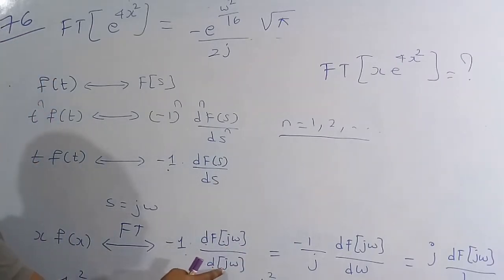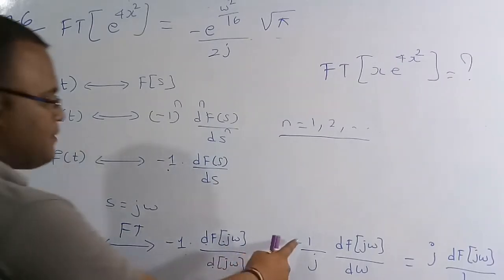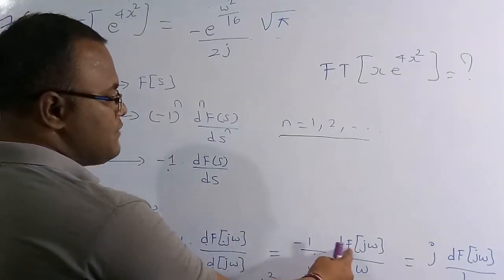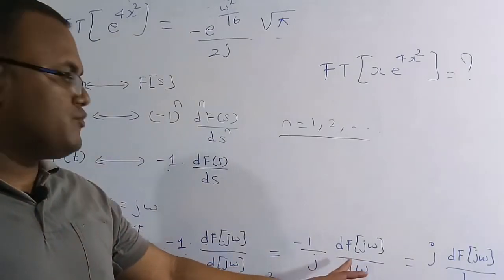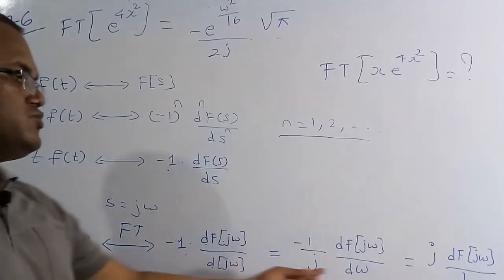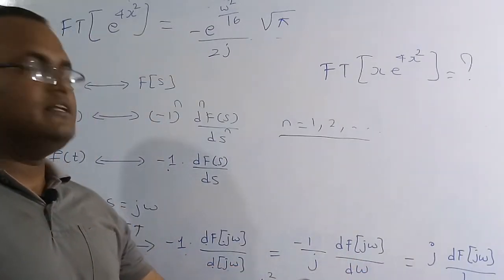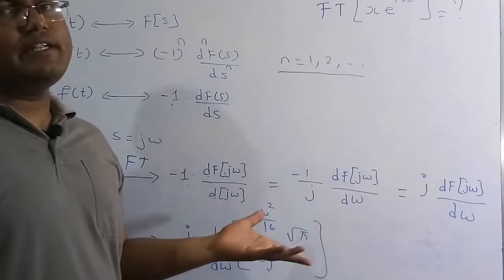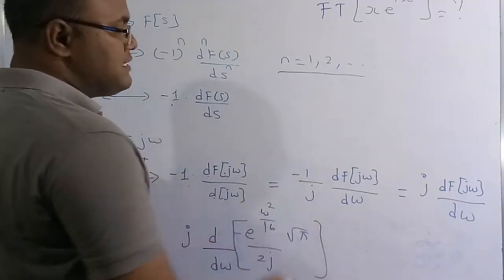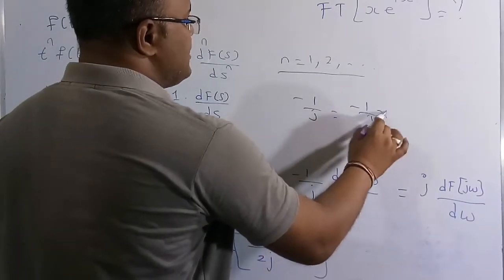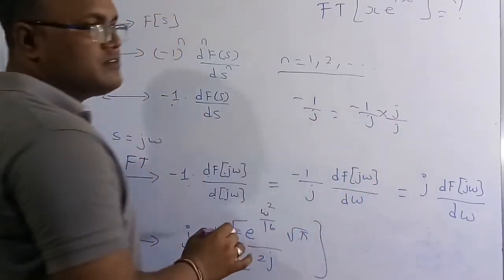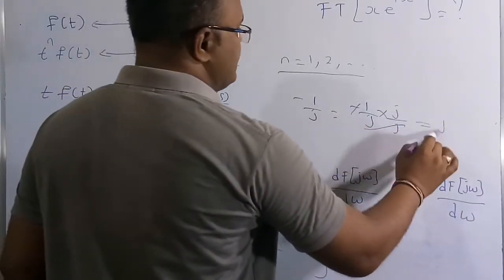j is a constant, so we can take it outside. So minus 1 by j into d of f of j omega by d omega. This means whatever the Fourier transform of f of x is, just differentiate with respect to omega, then multiply by minus 1 by j, and you get the result. Minus 1 by j is equal to minus 1 by j into j by j. Since j square is minus 1, the minuses cancel, so you get plus j.